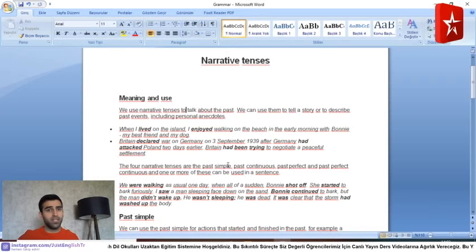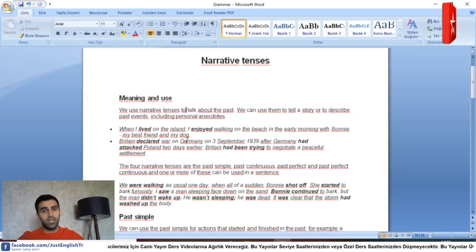For example, when I lived on the island, I enjoyed walking on the beach in the early morning with Bonnie, my best friend, and my dog. So when I lived, I enjoyed. What did I use here? I used past simple: lived, enjoyed. Okay, and let's continue with the second part.